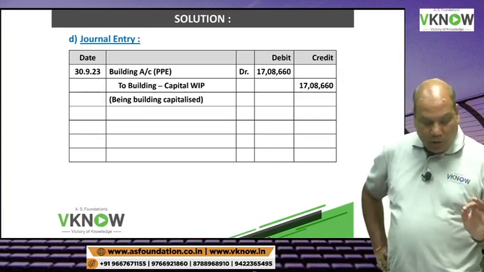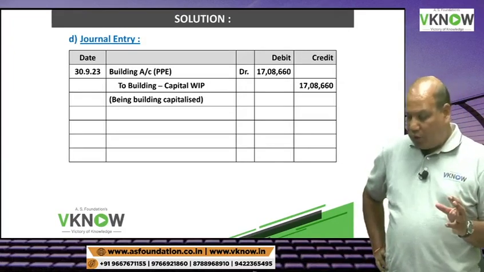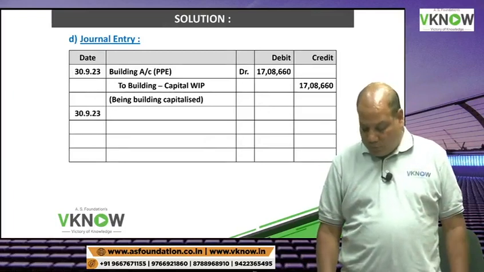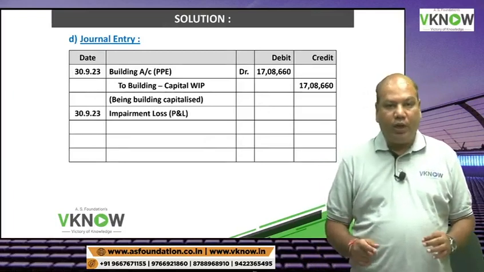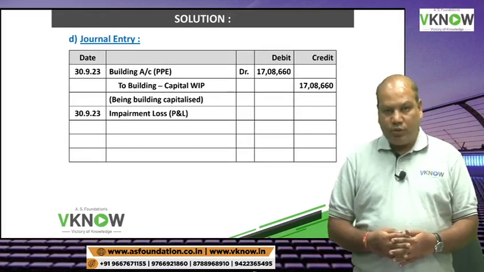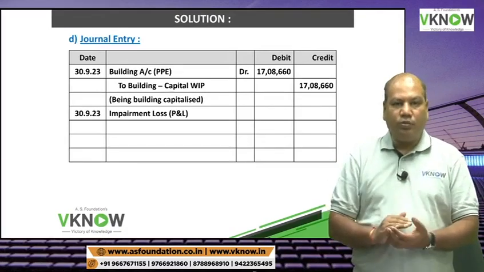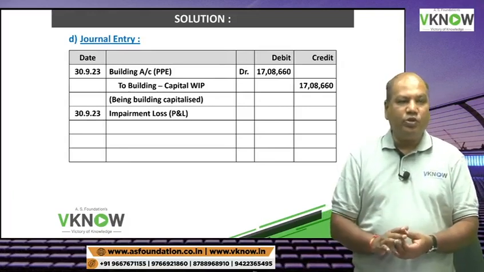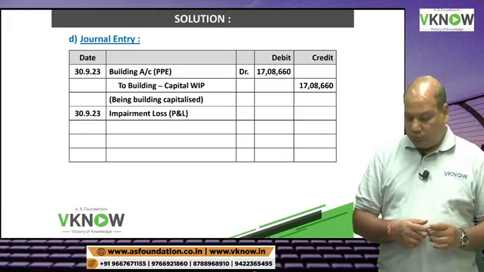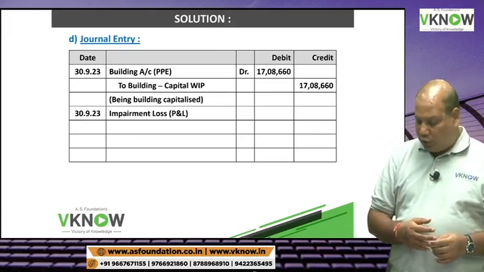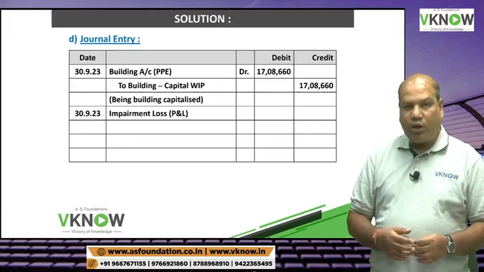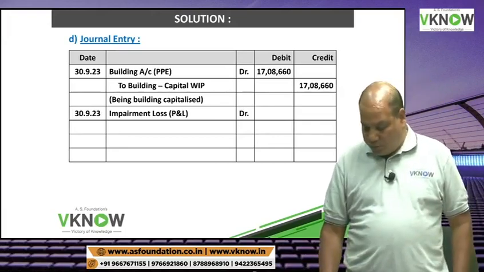But what we have learnt in paragraph number 8: if the carrying amount exceeds the recoverable amount, then the company will have to provide for impairment loss. Impairment loss means reduction in the value. An impairment loss will be charged to P&L account. So one more entry I have to pass. 30th September 23. Impairment loss, in bracket P&L account, debit.